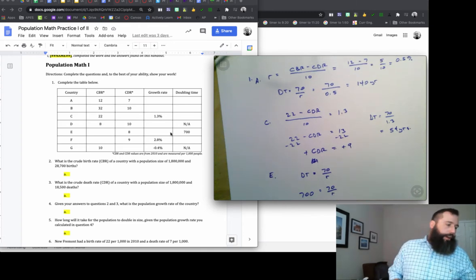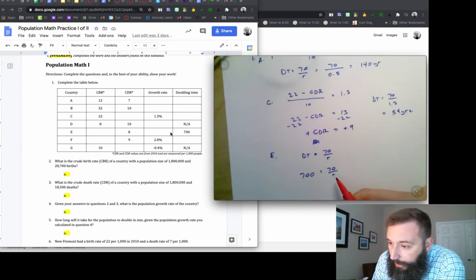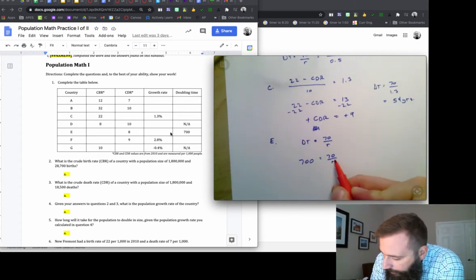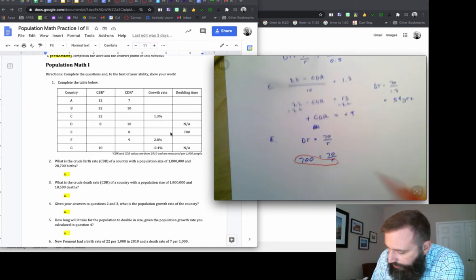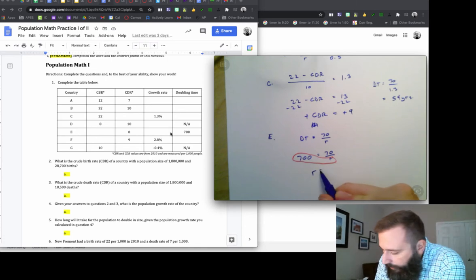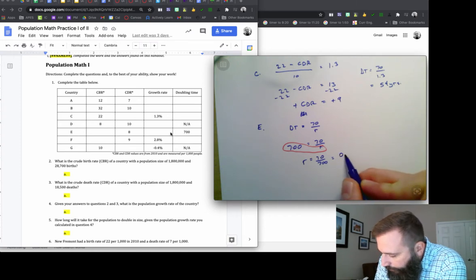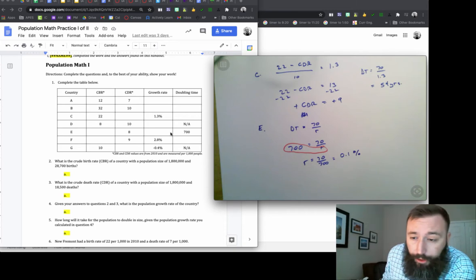Let me show you a little trick. If you ever have an unknown in the denominator of one of your fractions in a problem like this, all you need to do is switch these two numbers. You get R is equal to 70 over 700, which is equal to 0.1%. That's a really slow growth rate, which makes sense because the doubling time is so large.